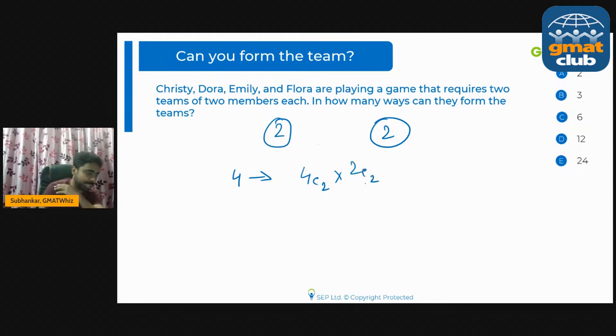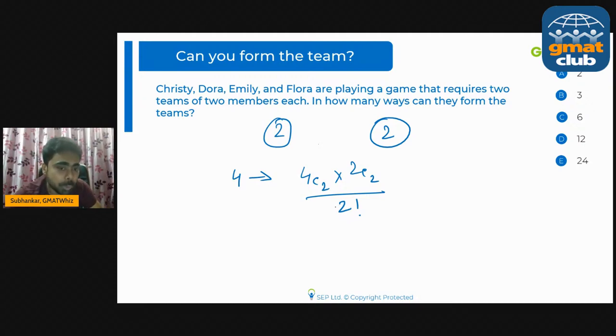Now you ask yourself a question: are these two teams of identical numbers? Yes, they have identical numbers, right? Since they have identical numbers, ask yourself how many teams you are forming with identical numbers. Can I say you are forming two teams with identical numbers? Since you are forming two teams with identical numbers, you divide it by 2 factorial.